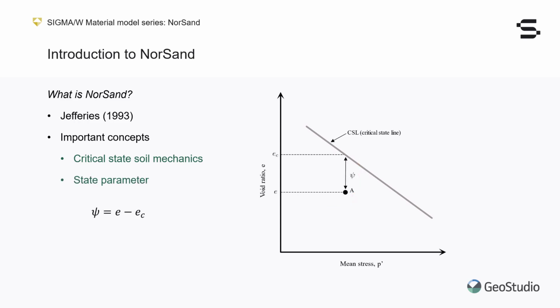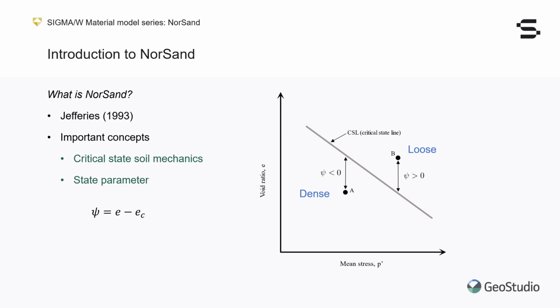The state parameter, denoted by the Greek letter psi, is a critical component of NorSand. The parameter is a measure of the distance, in terms of void ratio, to the critical state line at constant mean stress. It represents a clever way to express both density and mean stress state in one simple parameter. By definition, if the state parameter is negative, the soil is dense compared to its critical state, meaning that it will have to dilate to reach its critical state.